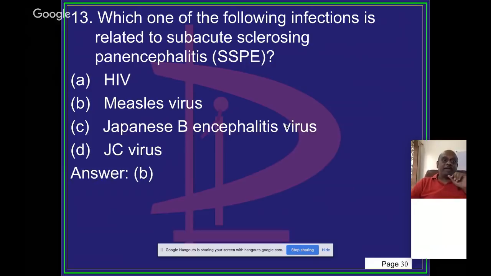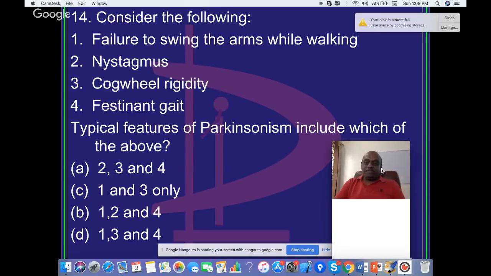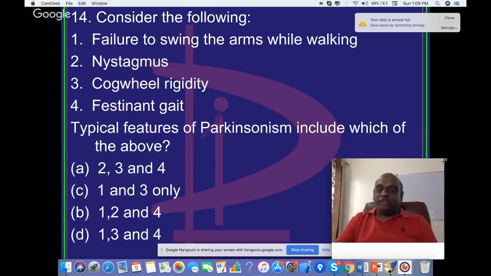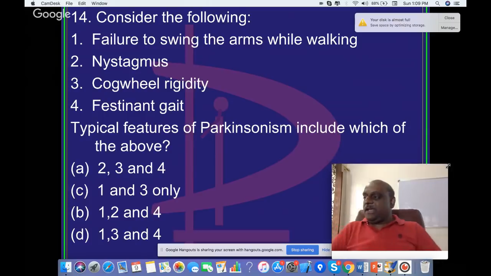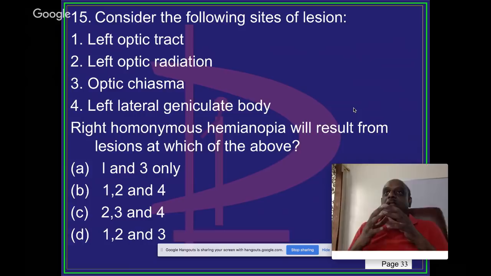It is a measles virus. Absolutely. No, doctor. Parkinsonism may. Question number 14. What is a feature that you do not see or do see? What is the feature in Parkinsonism? Yes. That you cannot see or you can see. Ravi proposes 1, 3, 4, not the nystagmus. Absolutely right. Festinating gait, cogwheel rigidity, failure to swing the arms. You should answer this, doctor. If you don't answer this question, I will be very, very sad.